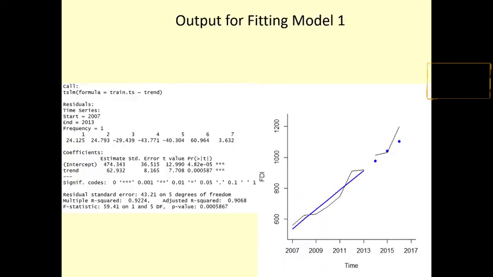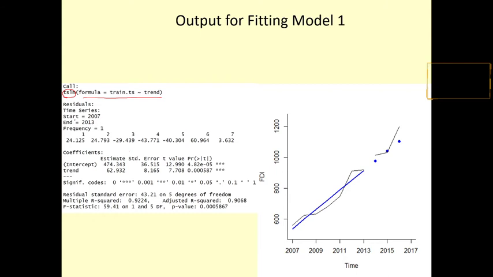So the first thing that I did here is to fit model number 1. As you can see, we fit a model with trend. This is very easy to do in R with the command TSLM, and this is the formula that we use: TSLM, time series equals the trend. We will do that in a later video. What I would like to stress here is the outcome.